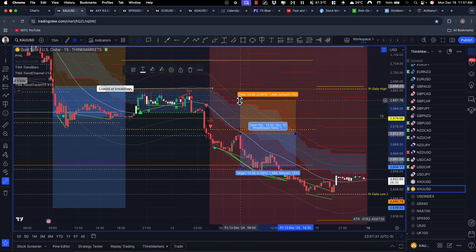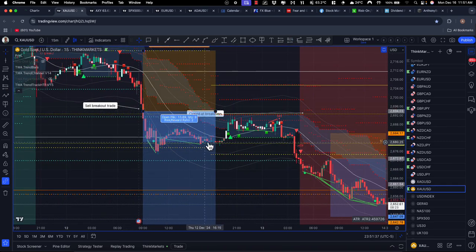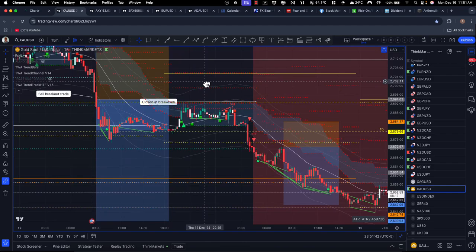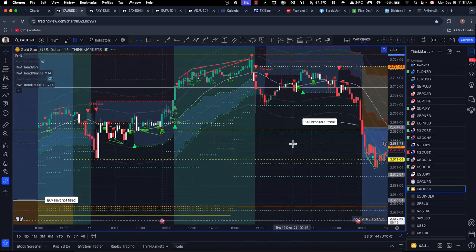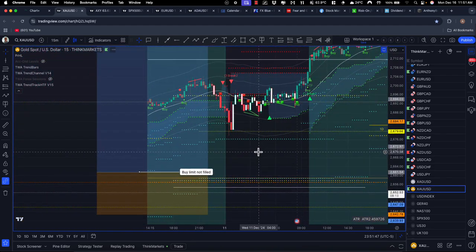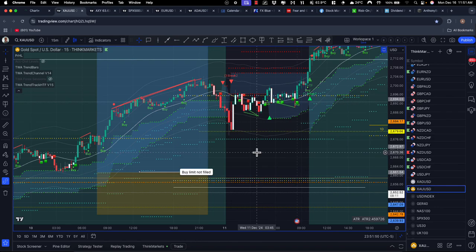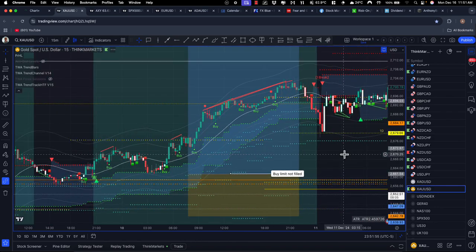Look at the pullback. This one here we entered, and it ended up closing at break even. Yeah, and that's why I'm looking to pull my stop loss to break even early and see if we get a breakaway trade and go for a 10R. This one here, the buy limit wasn't filled.